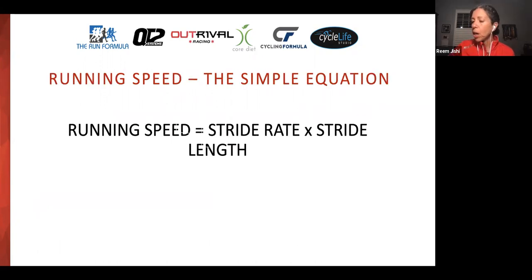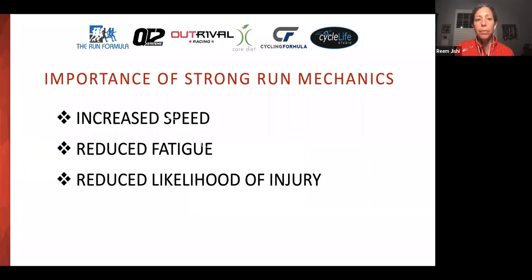Running speed comes down to 2 things: your stride rate and your stride length. So what's your cadence, and how far forward do you go with each step? To get faster, you need to improve one or both of those. Running form definitely impacts both of these, at least for beginner runners. It's going to impact your stride rate, your cadence, first, but it definitely has an impact on both. So you can improve your running speed by working on your run technique.